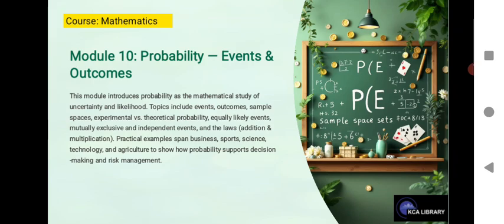So in this module, you will come across topics like events, outcomes, sample space, experimental and theoretical probability, equally likely events, mutually exclusive and independent events, and the laws. Practical examples are also there, and it covers business, sports science, technology, and agriculture to show how probability can support decision making and also risk management.